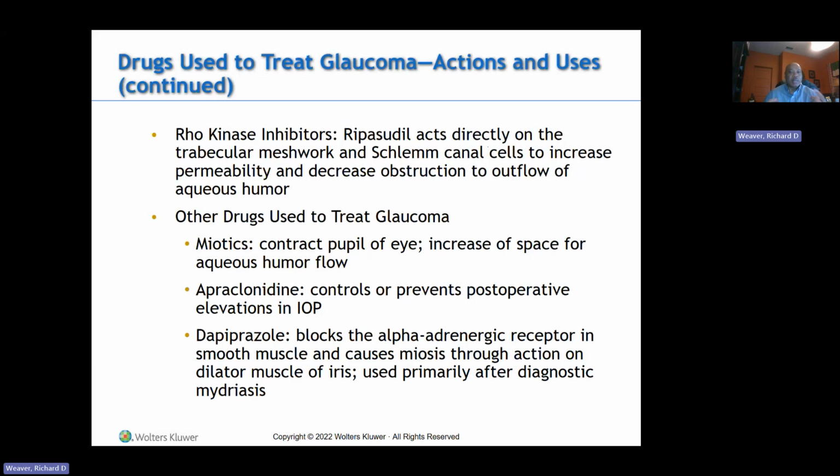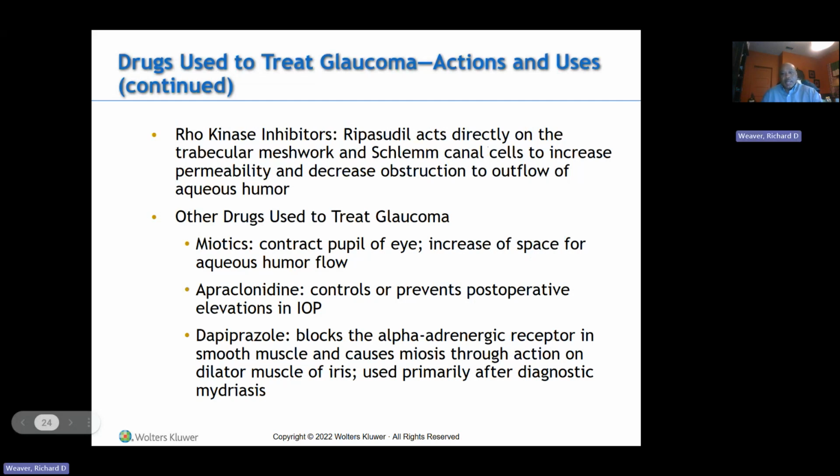It opens them up, and so there's a decrease in the obstruction to aqueous humor outflow because you're opening it up. You're making the cells more permeable. All right. And so this will allow the aqueous humor to flow better.